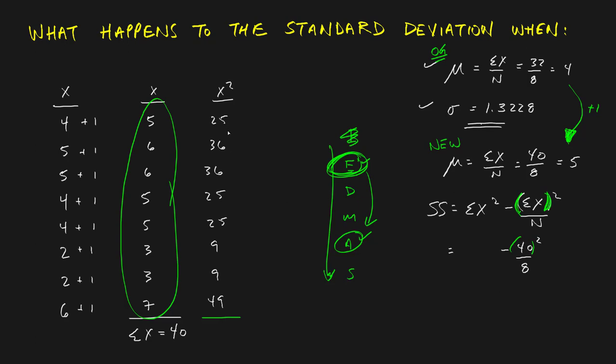So when you add these up, let's see what this is going to be. It comes out to be, the sum of x squared is 214. Okay, so we've got 214 minus 40 squared over 8. And so let's see, what is 40 squared divided by 8? That gives me 200. So 214 minus 200, I've got a sum of squares equals to 14.